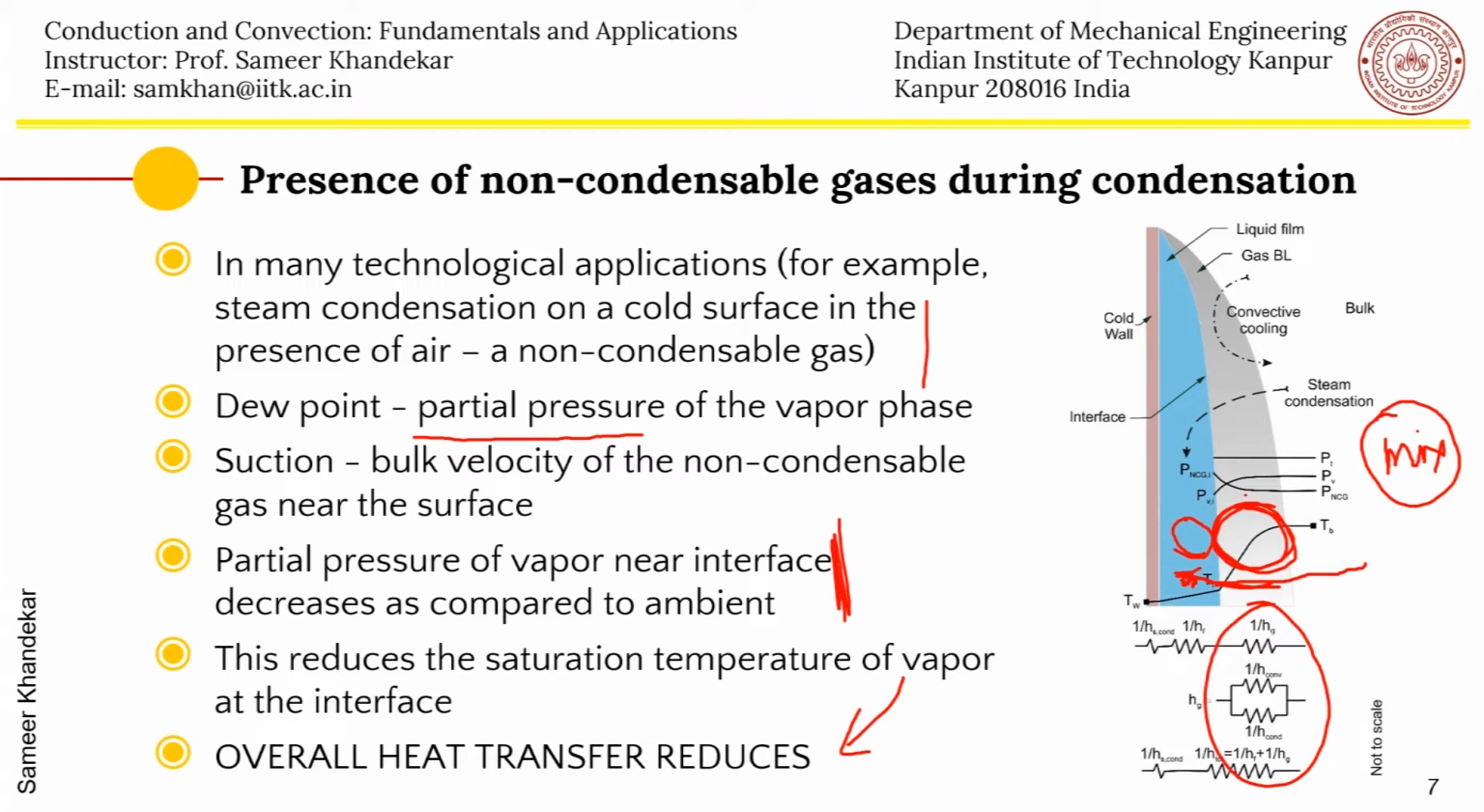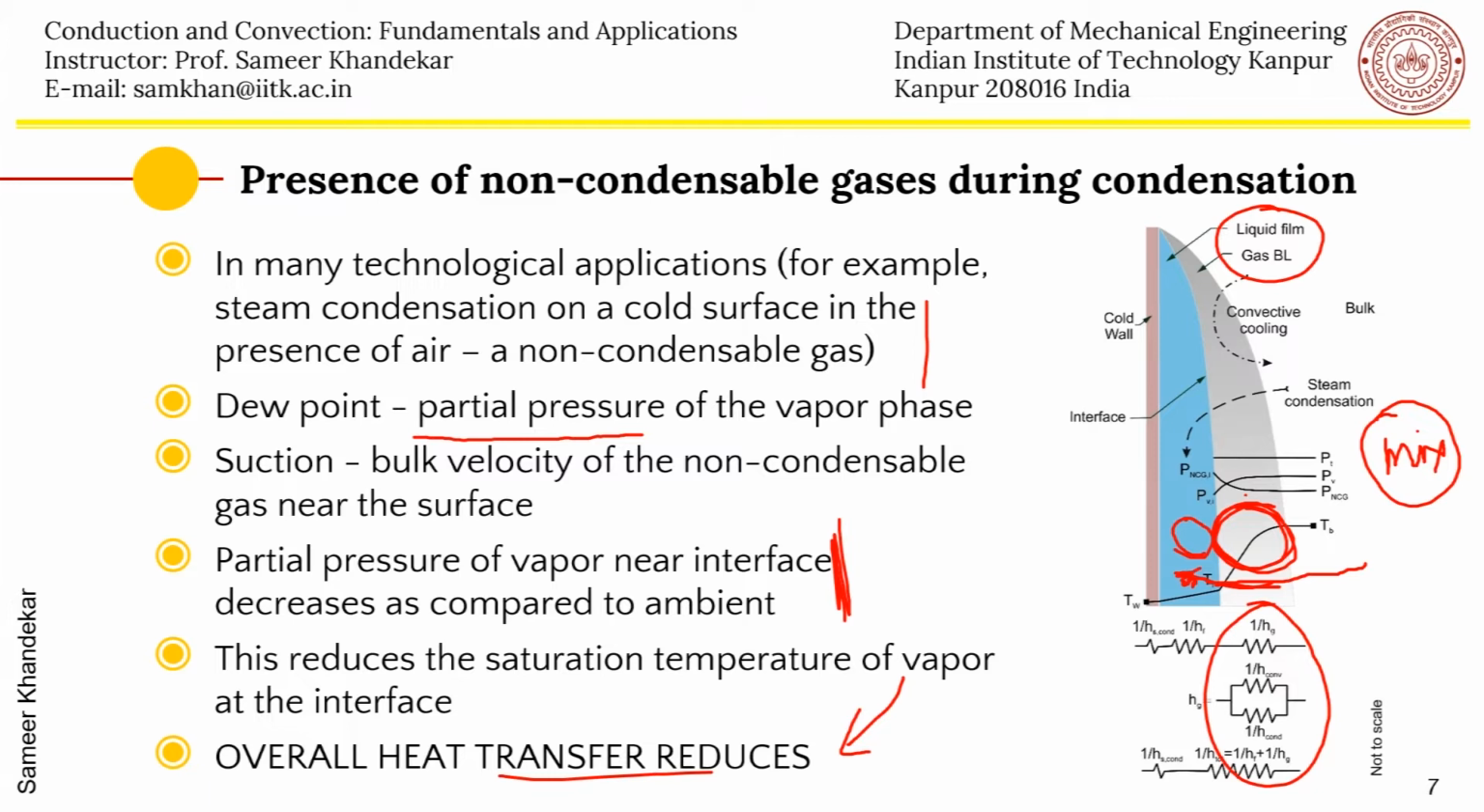So please note this fact, more or less, that in the presence of non-condensable gases, because of the presence of a liquid film and a gas boundary layer, there are now two distinct boundary layers. One is the liquid film, and the other is the area which is more in gas concentration than the vapor. That means if it is air-vapor, then more air will be there close to the interface.